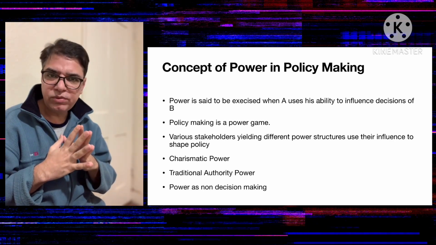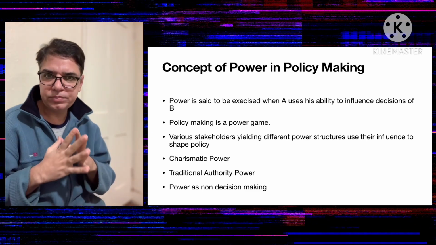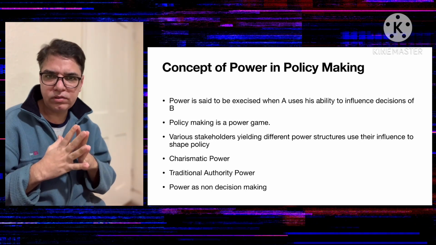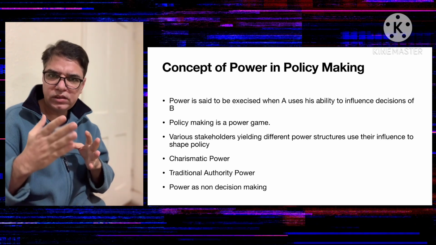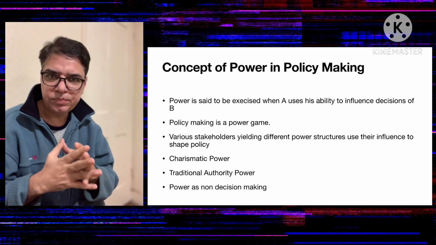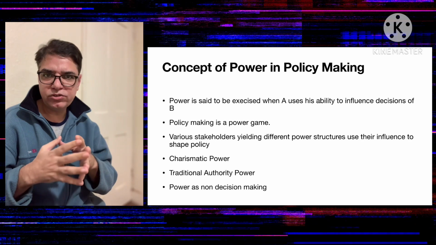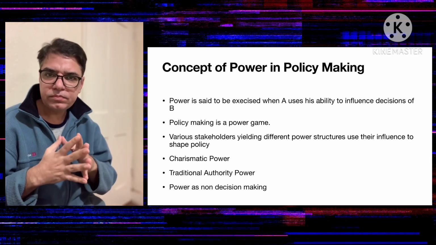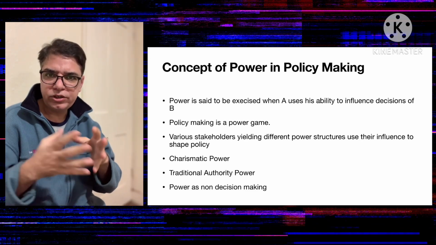Number two is what we call power as traditional authority. In many countries, monarchies, or where there are presidential systems like the United States of America, whosoever is in power, let's say the president of the United States, that seat has got a lot of power. He not only influences decisions all over the United States, rather he influences decisions all over the world. So that is what we call power by traditional authority.